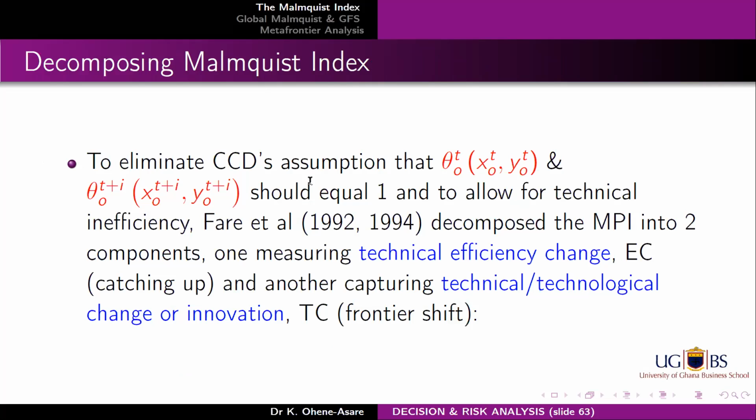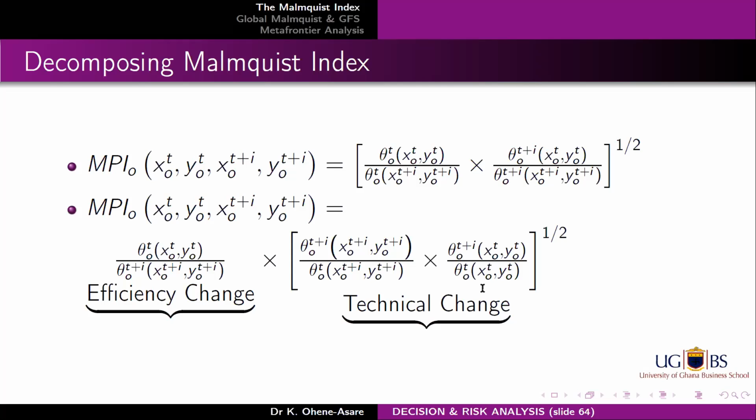To eliminate the CCR assumption that their own period efficiency scores should equal 1, and to allow for technical inefficiency, Färe, Grosskopf, Lindgren, and Roos, and then Färe, Grosskopf, Norris, and Zhang, decompose the Malmquist into 2 components. One is measuring efficiency change, EC, which we call catching up to the frontier. And the other is measuring technological change, or innovation. The technological change firms are those who are innovating. We call it frontier shift. This is a calculation.